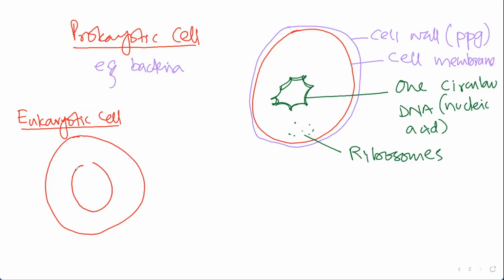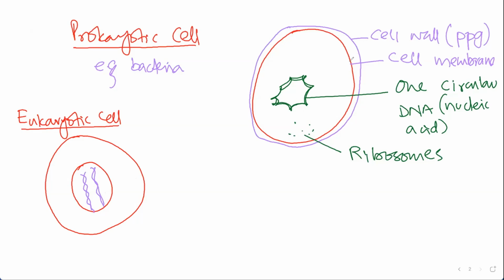There's a nucleus. So inside the nucleus, there is nucleic acid, DNA. Is it linear or circular? Linear. Circular doesn't mean a proper circle. Circular means the ends are joined.